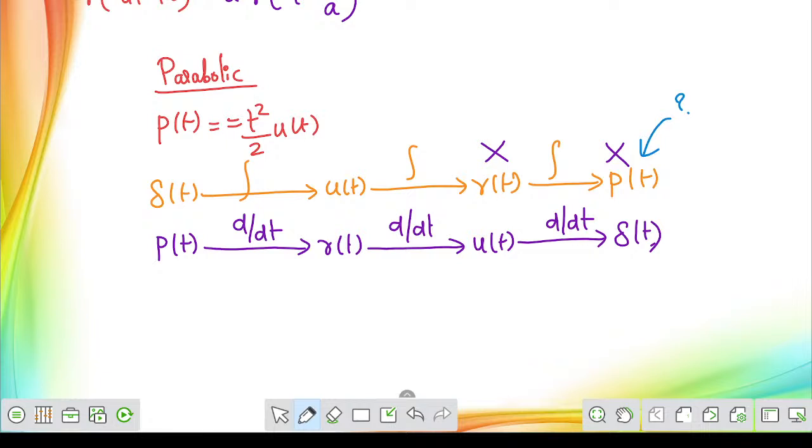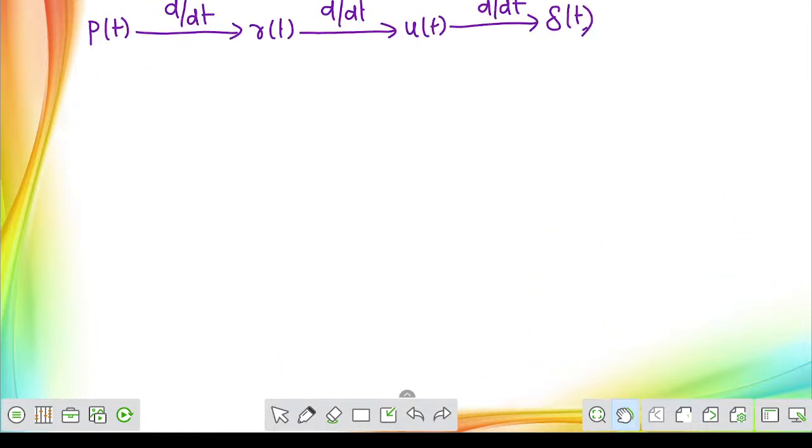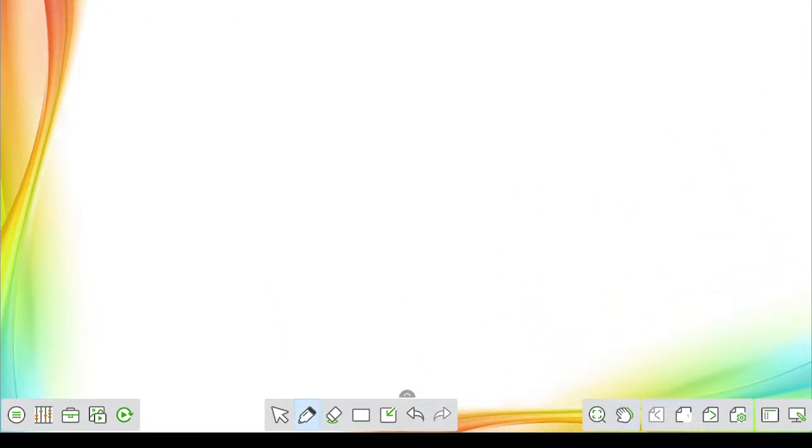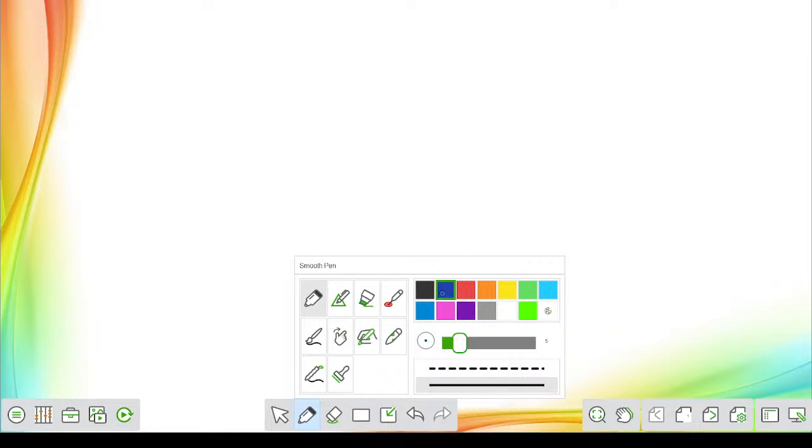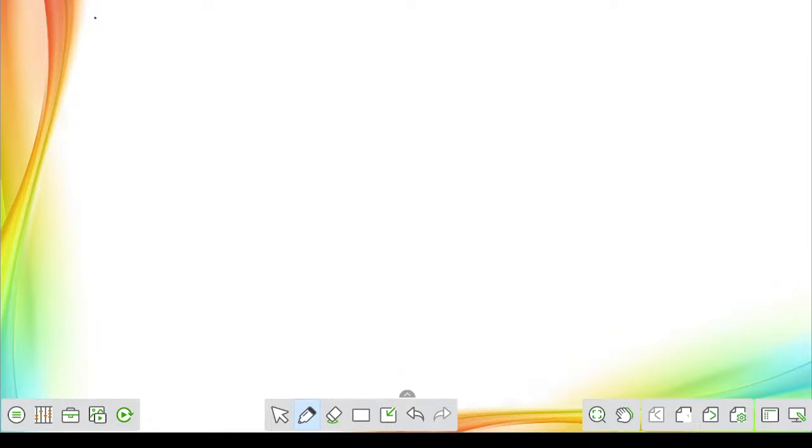The next most important signal that we are going to look at now is the rectangular function. I will define the rectangular and the triangular function. Let us take rectangular first. After that, I will define triangular. When we define a rectangular function, how should we define it?